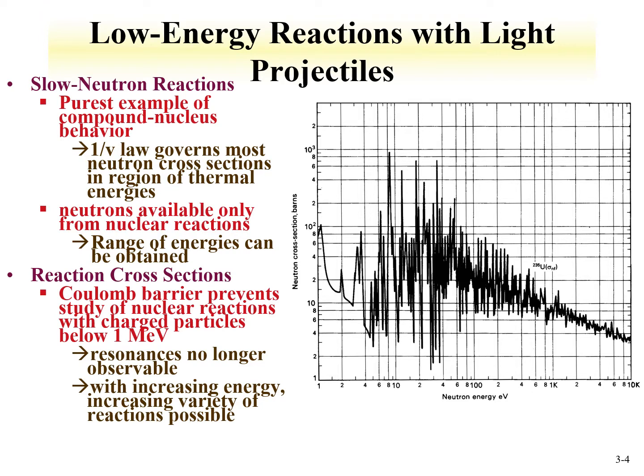An example of some other low energy reactions with light projectiles that we're interested in would be slow neutron reactions, so thermal neutron reactions. This is really the purest example of compound nucleus behavior. There's a rate that governs this, where the 1 over v law, 1 over the velocity, governs most neutron reaction cross sections. So we tend to see a decrease in cross section with an increase in the neutron energy.